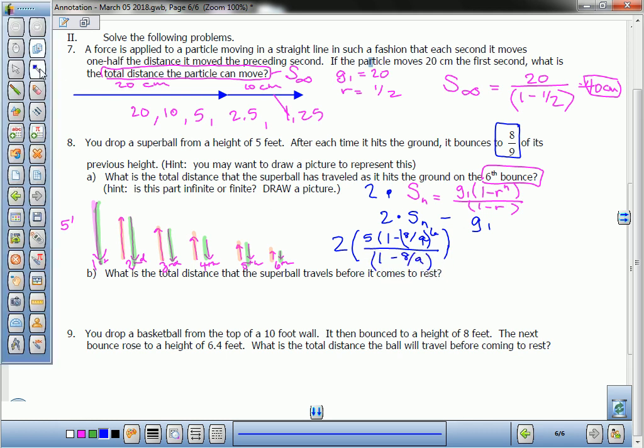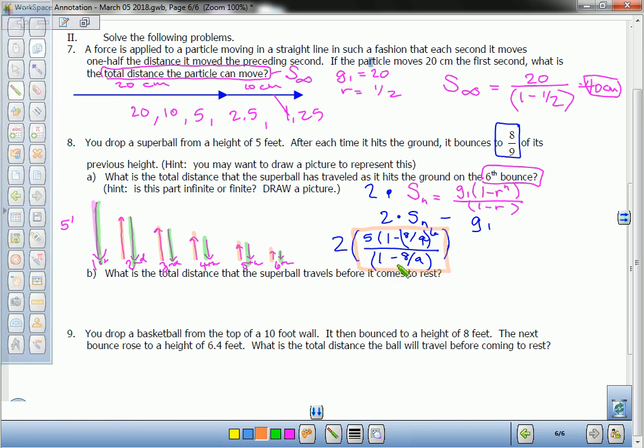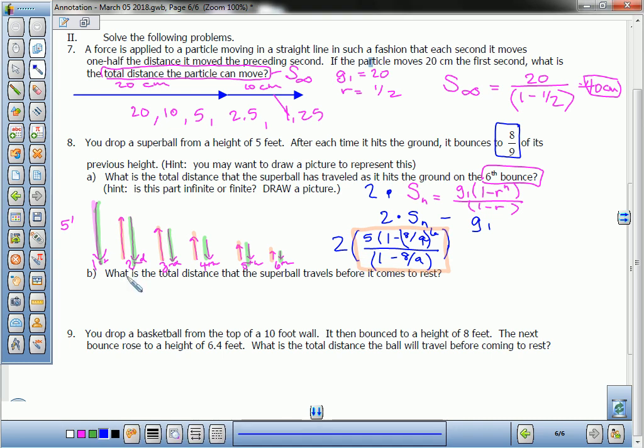Okay, so this part right here is what we did on Friday. Wait, that's a 5, right? Yes. Okay, I was right. Why is the 2 there? What does the 2 mean? Well, while you were being excited, I explained that because it goes up and down, we have to double it. Oh, okay. Right? And then we have to subtract out the initial because it didn't go up and down.